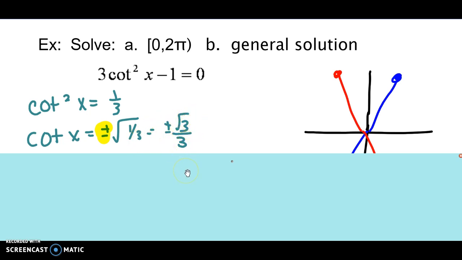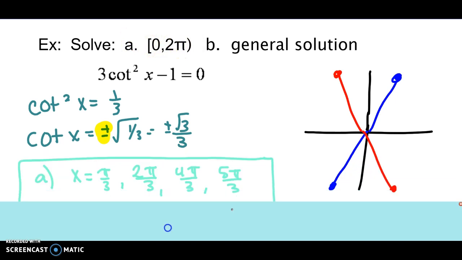That might be helpful for some of you, which is the same thing as plus or minus square root of 3 over 3. So I look at my unit circle and I think about, okay, well, where's the cotangent positive root 3 over 3? And where's the cotangent negative root 3 over 3? Which is why I gave you the hint that this is going to have 4 solutions. So here are my 4 solutions.